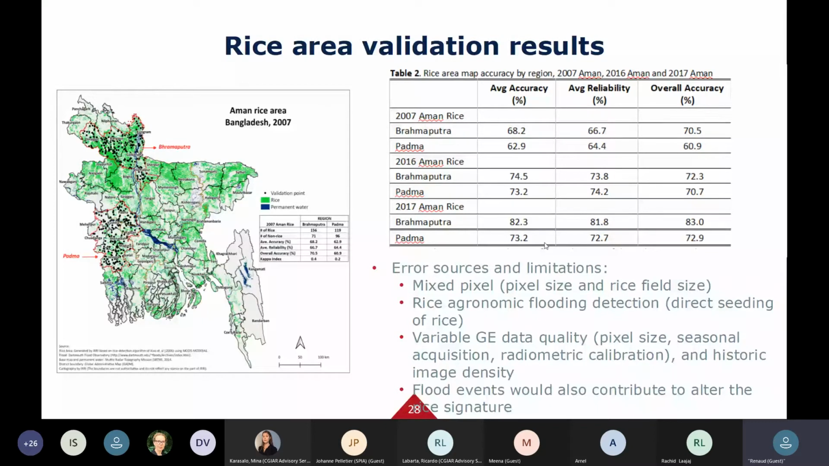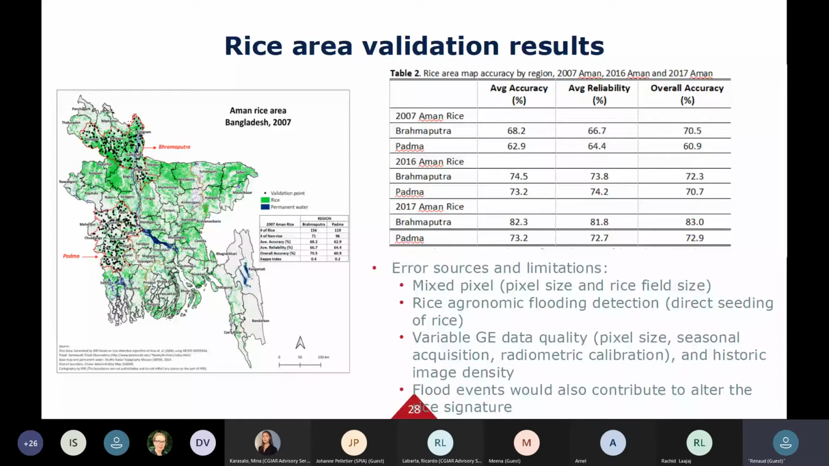We can note that for the 2017 data, we have a higher accuracy than for the 2007 data, which are the older data sets. I think that there are several issues which obviously need to be mentioned in terms of error sources and limitations: the mixed pixel issue, since it's a 500 meter pixel size that we need to expand on now at 250 meters.